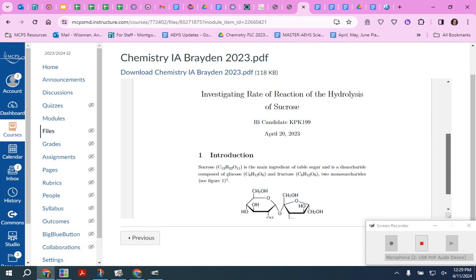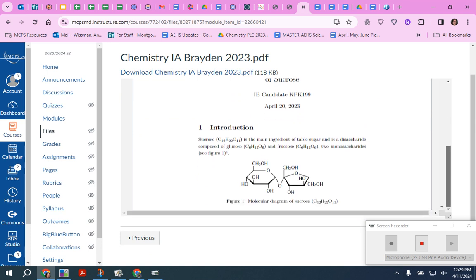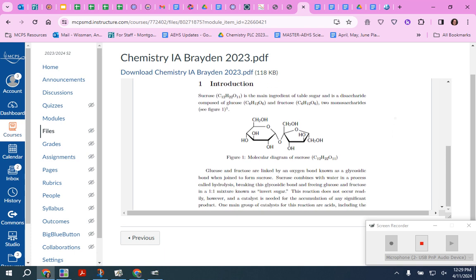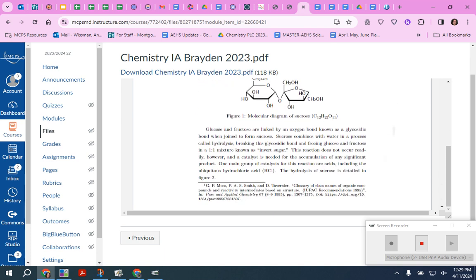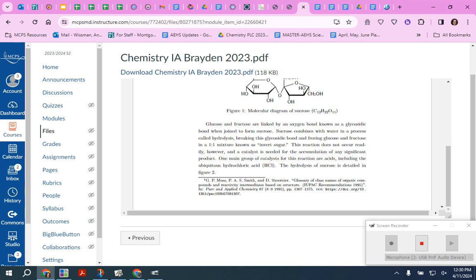and he actually made all of the figures himself. You don't have to do that. You can find a figure online and copy and paste it and cite it. But anyway, he did hydrolysis of sucrose, and he shows, here's sucrose. Look, it's a chemical structure. Here's the chemistry of sucrose.